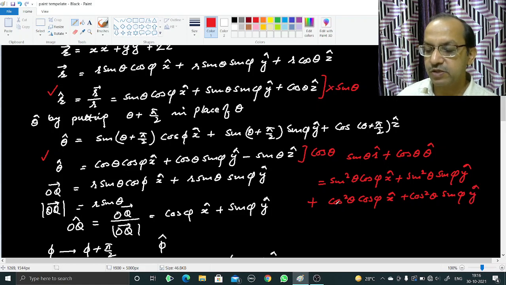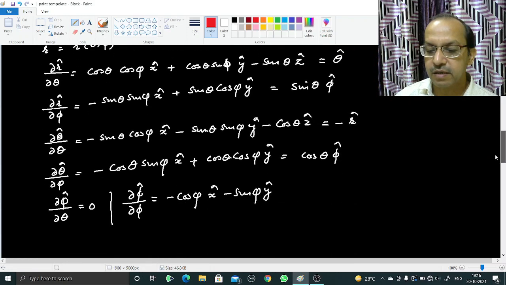If I add these two, what will you get? I will take common cos phi x cap. It will become sin square theta plus cos square theta, that is 1. So it will be cos phi x cap. I take common here sin phi y cap. Then it will be sin square theta plus cos square theta, that is 1. So it will be sin phi y cap. And this quantity sin theta r cap plus cos theta theta cap is equal to cos phi x cap plus sin phi y cap.